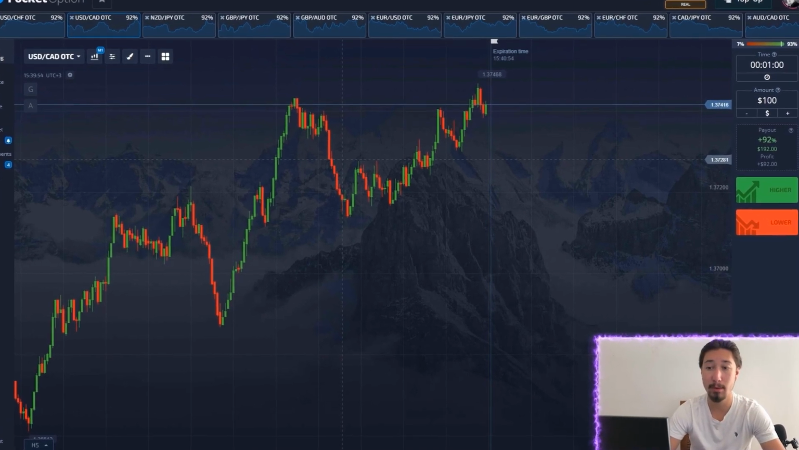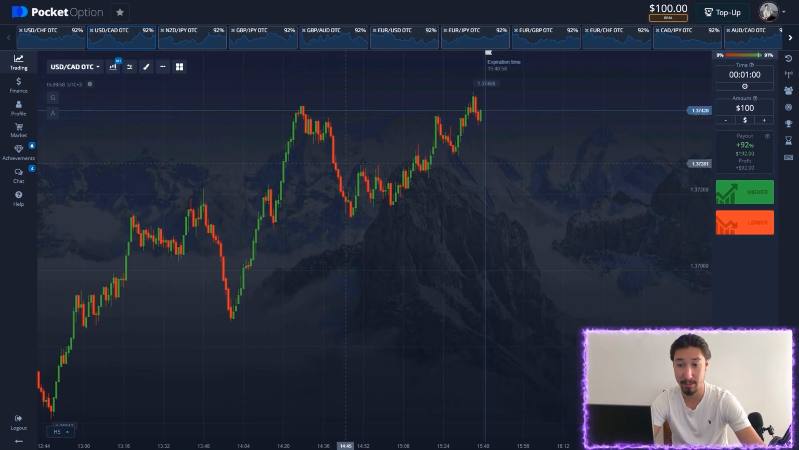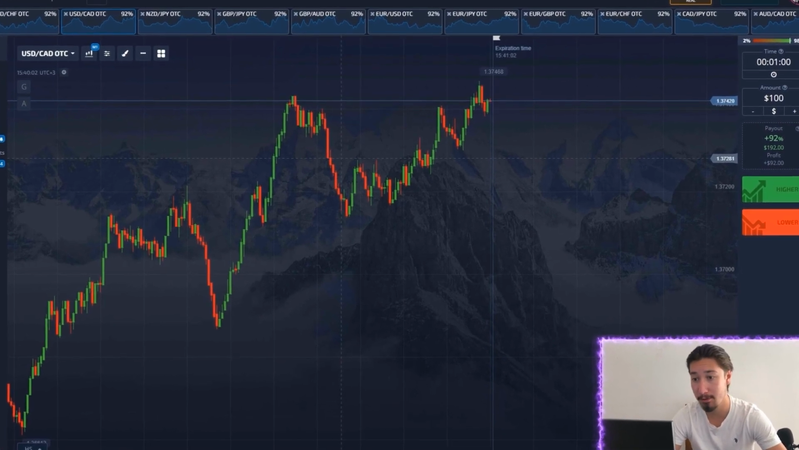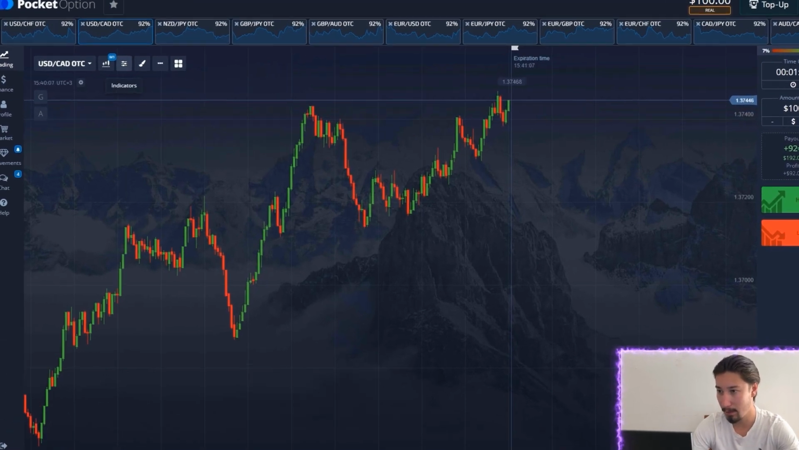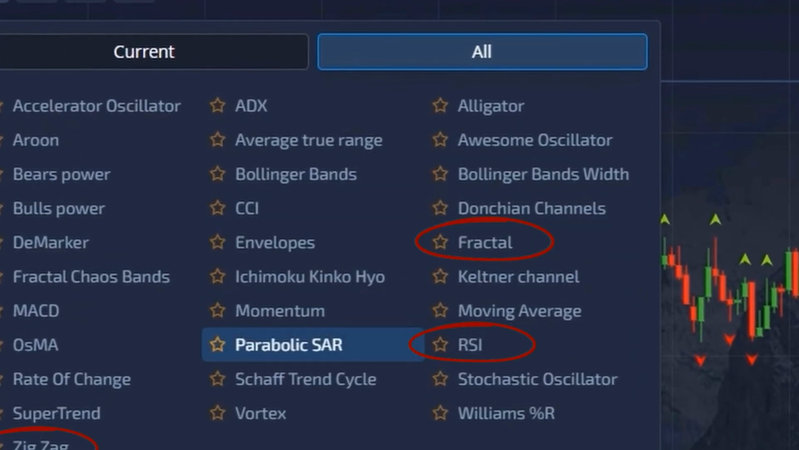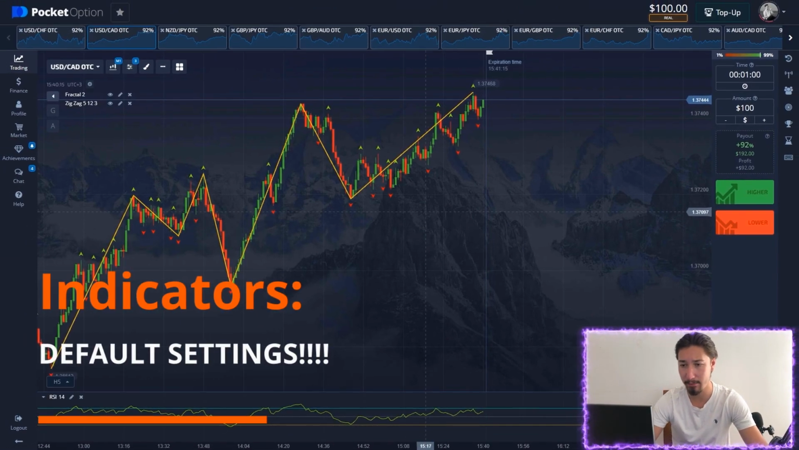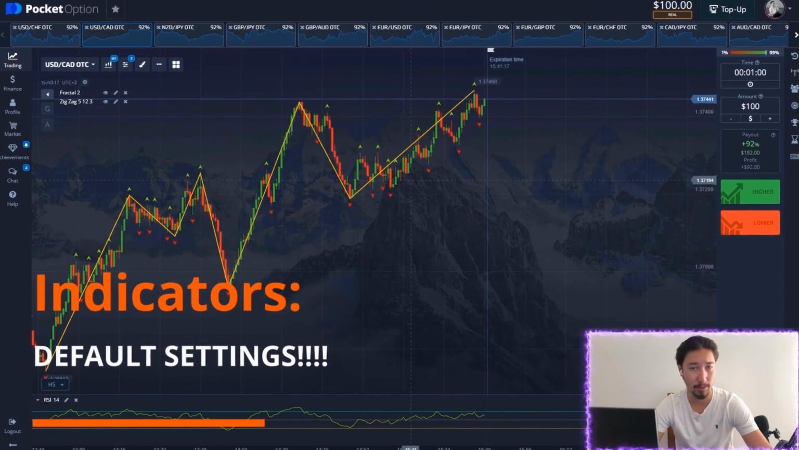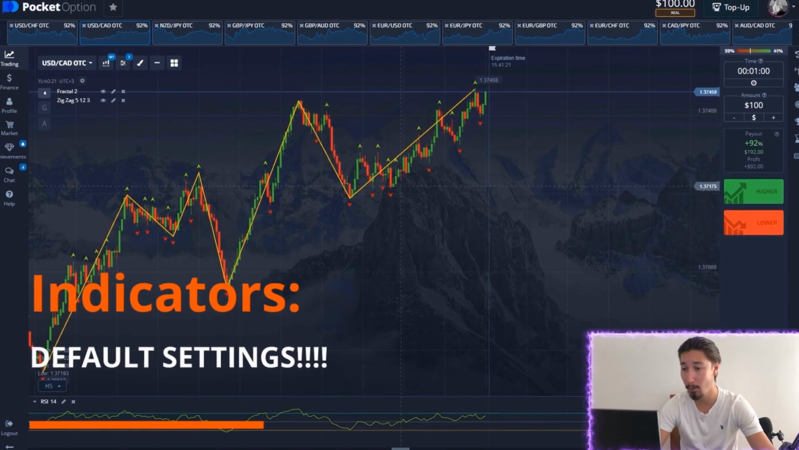So yeah, I want to remind you that OTC means the trading takes place directly between traders, not via the exchange, so you have to be very careful. I have $100. Let's choose the indicators: RSI, the fractal and the zigzag. They will be a huge help for us today. That's our strategy, so don't change settings. We're good with the default ones for 1 minute.